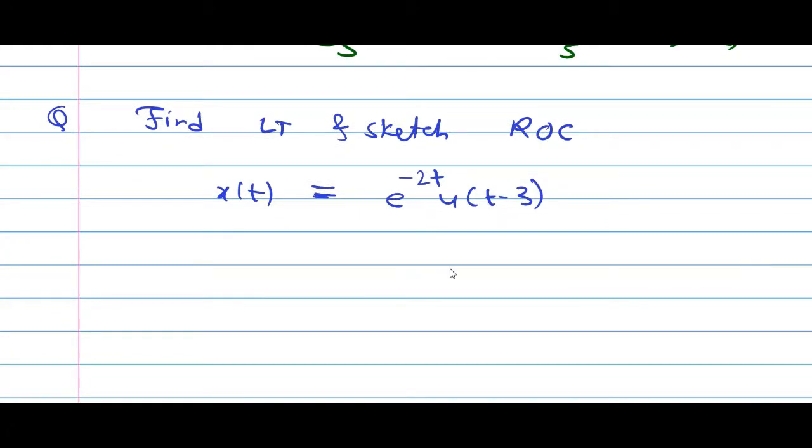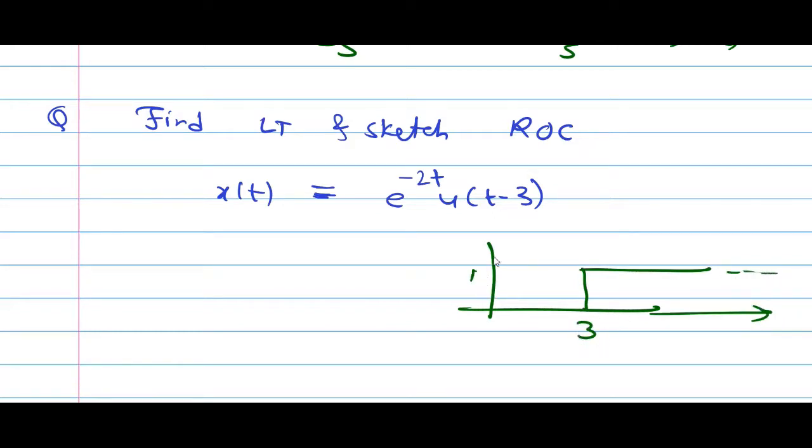Next question: find the Laplace transform and sketch the ROC of e^(-2t) u(t-3). So u(t-3) is present from 3 to infinity, and it has amplitude 1. So this is nothing but u(t-3). The purpose of the unit step is just to change the integration limit.